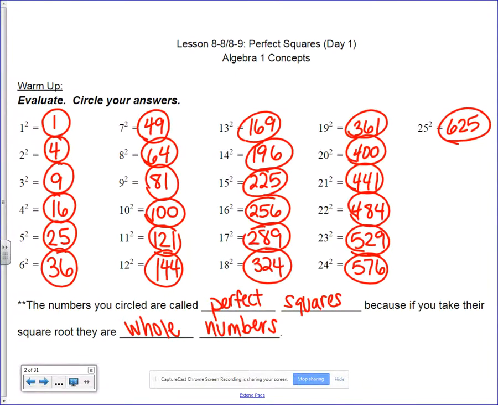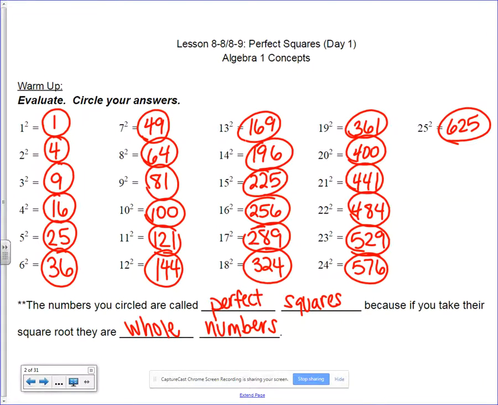How about the square root of 1,000? Is 1,000 a perfect square? No, because it's a decimal, right? How about the square root of 10? Let's do 10,000. Square root of 10,000, is that a perfect square? Yes. So, is 441 a perfect square? Yes. Is 10 a perfect square? 10 is not circled, is it? 100 is a perfect square. Is 10 a perfect square? No. Is 324 a perfect square? Is 20 a perfect square? No. Are we clear on what a perfect square is?